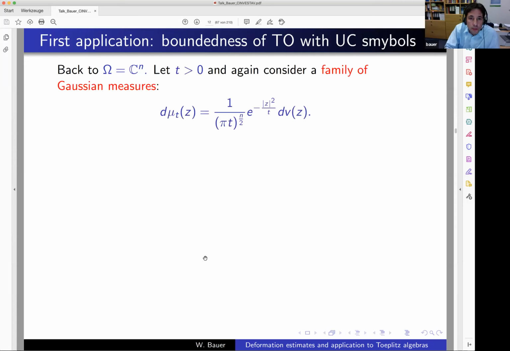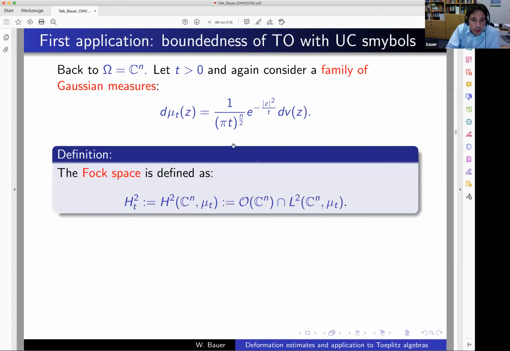So we saw the Fock space already in the last talk. Here I have an additional parameter t, which will be used later on because I want to do some quantization result. And what I do is I look at a family of Gaussian measures. So this is the Gaussian density, and this constant in front makes it a probability measure.